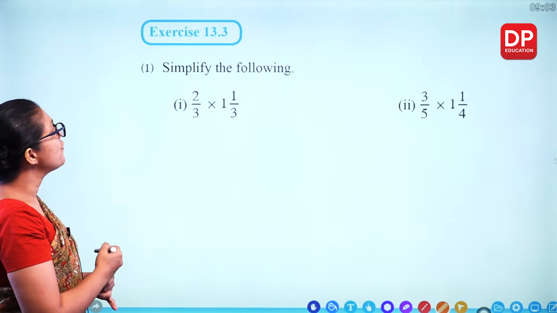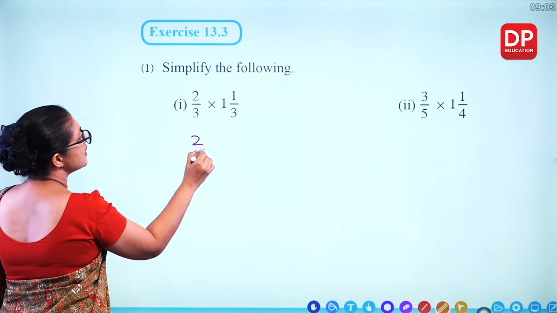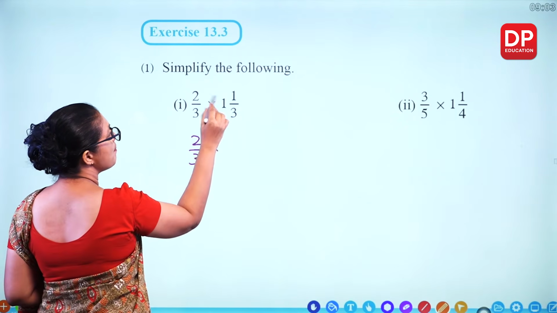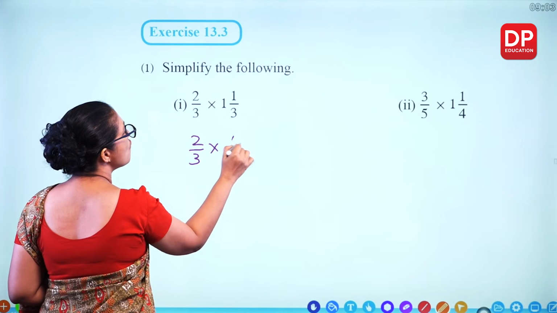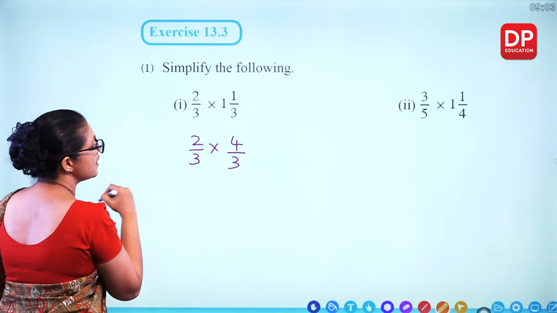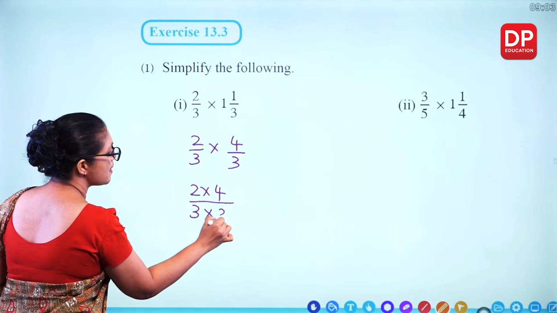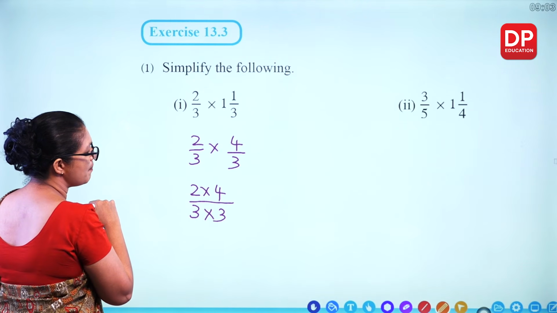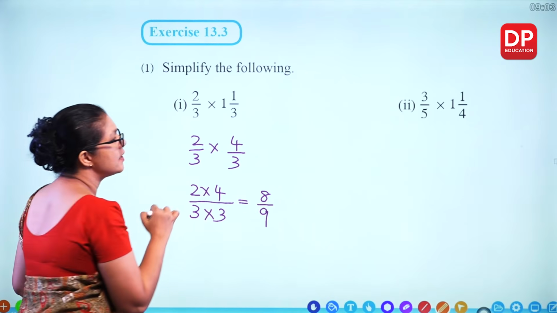Exercise 13.3. Simplify the following. So 2/3 multiplied by improper fraction of 1 and 1/3, 4 over 3. Now multiply the numerator separately and denominator separately. Can you simplify? You can't. So 8 over 9.